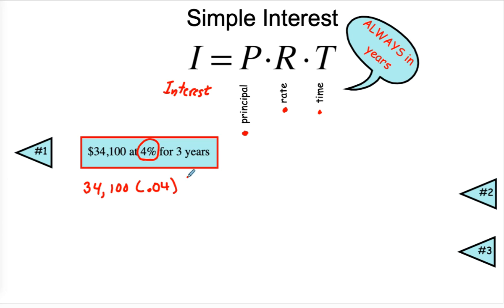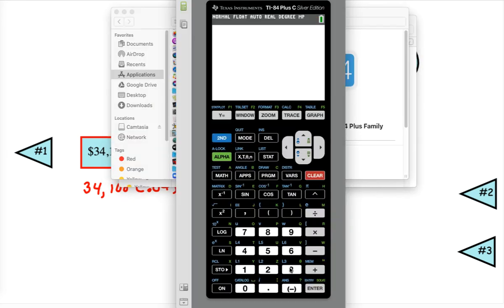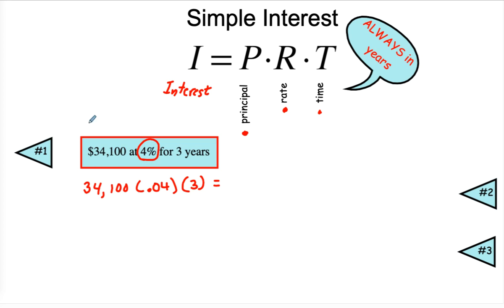And then you're going to multiply that by 3 years. All right, if we multiply this out, this is really simple. So let me go grab my graphing calculator. You're going to do $34,100 times the fact that you agreed to pay them 4 cents every year on every dollar you borrowed for 3 years. So they're going to make $4,092 in interest on you.